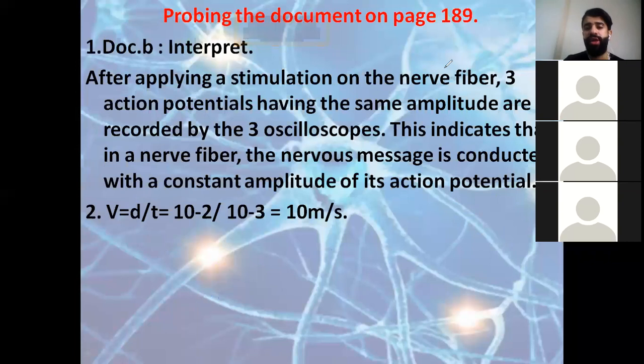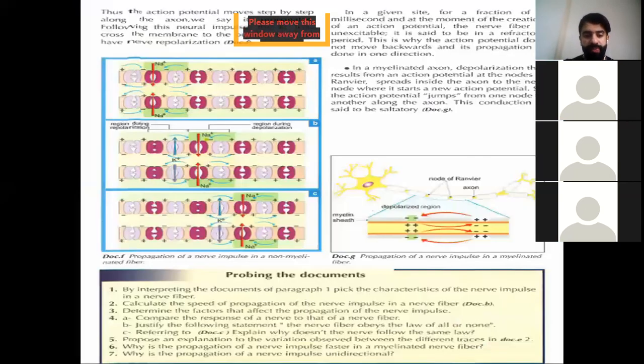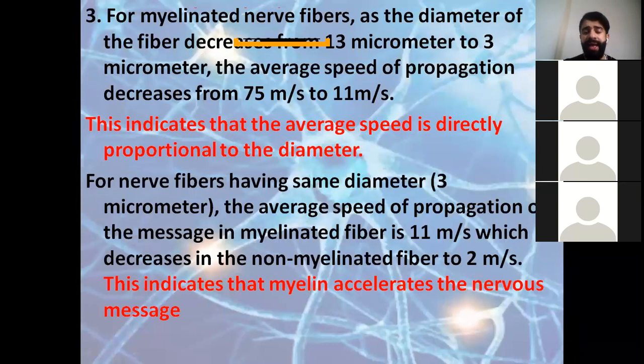Okay? Moving to the third part, talking about the myelinated nerve fiber and so on. They want part 3, determine the factors. This is the one in the table of document D. So for the myelinated nerve fibers, the diameter of the fiber decreases from 13 to 3. What happens? The average speed decreased from about 75 to 11 meter per second. So it decreased by about 6 or 7 times approximately.